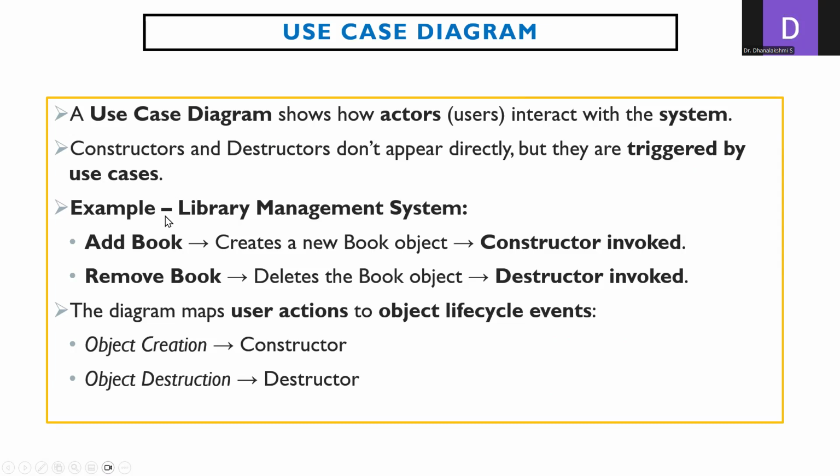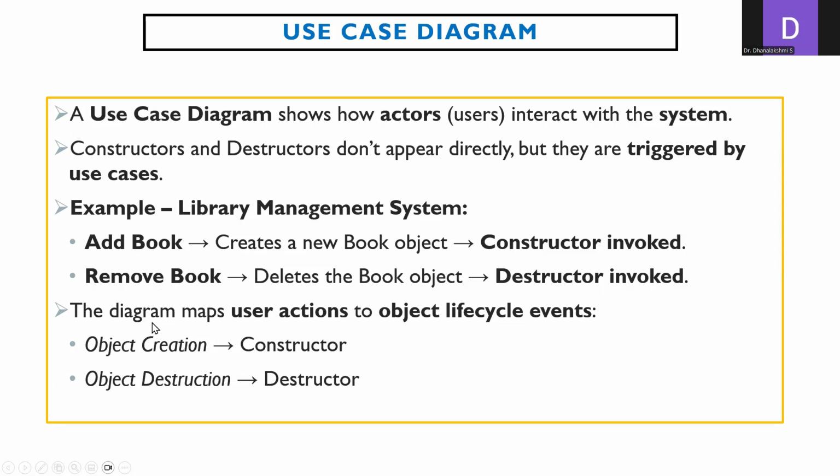Let's take an example in a library management system. When the librarian selects add book, the system creates a new book object. Then the constructor is called or invoked. When the librarian selects remove book, the system deletes the object and the destructor is called or invoked. So these special functions silently manage how objects are created and destroyed as users perform the actions.